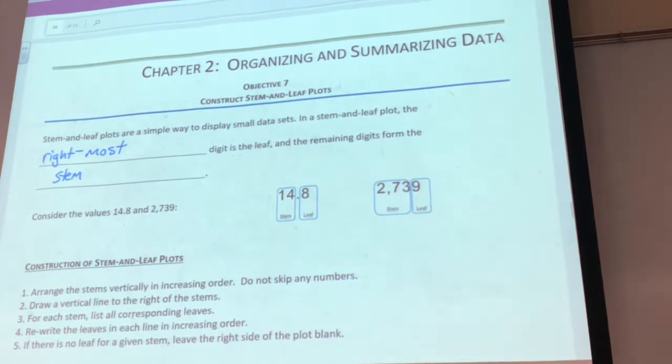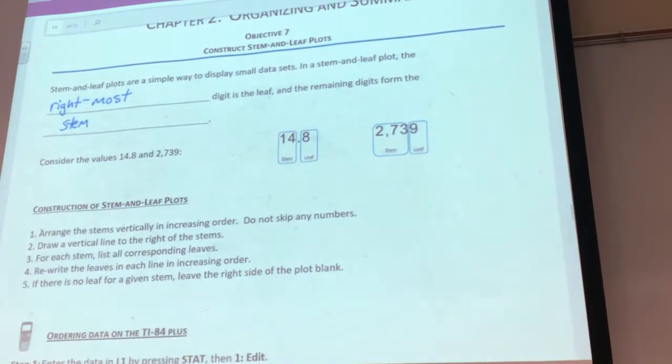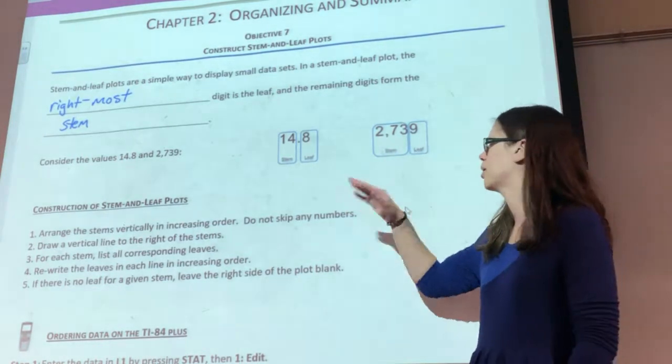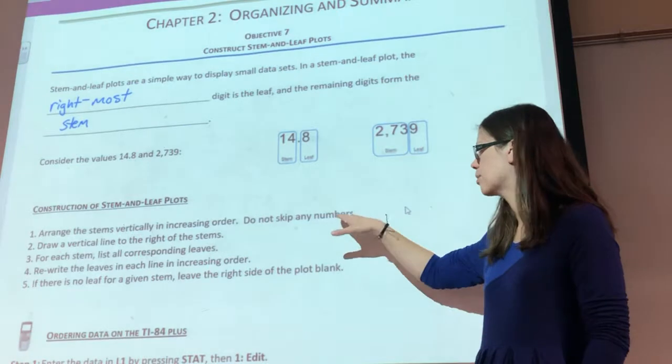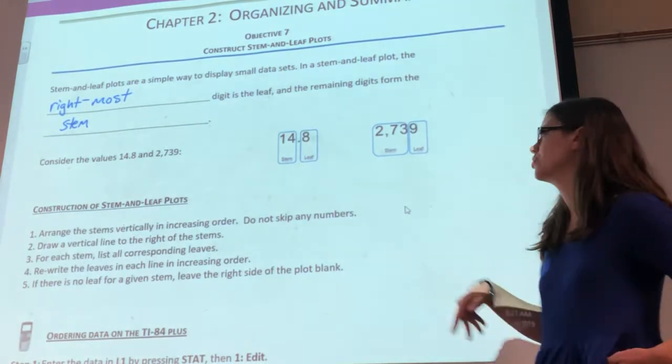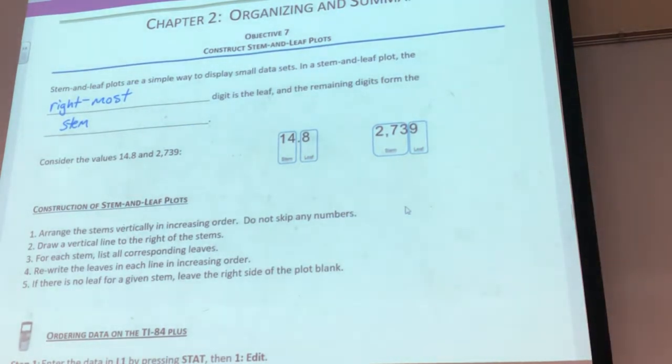You're going to write out all of your stems first. So here are our steps. We're going to arrange the stems vertically in increasing order, and we're not going to skip any numbers. All of the possible stems you can have, you just write them in a vertical line. All numbers that could possibly be seen, even if you don't have any values that correspond with that stem, you still write it. So don't skip any numbers. Then we'll draw a vertical line, and our leaves are going to go on the other side.